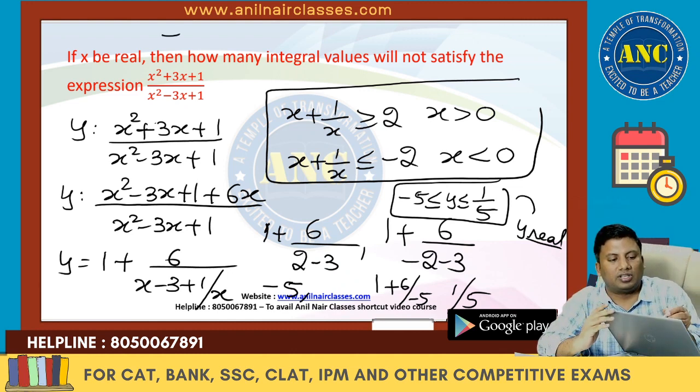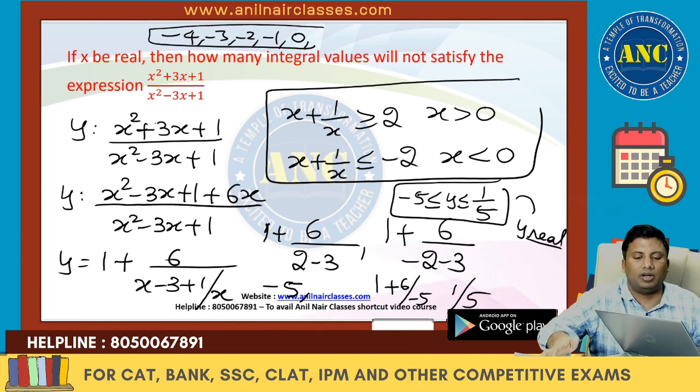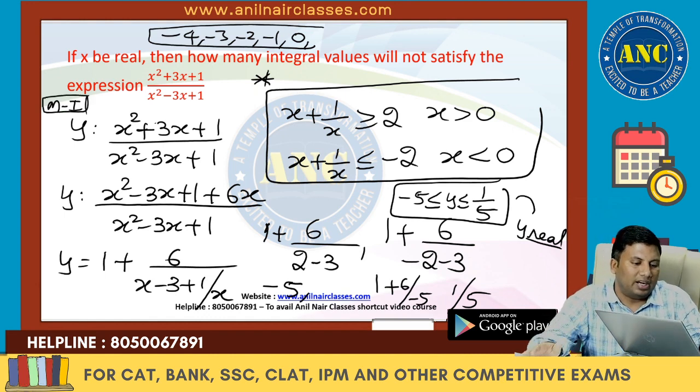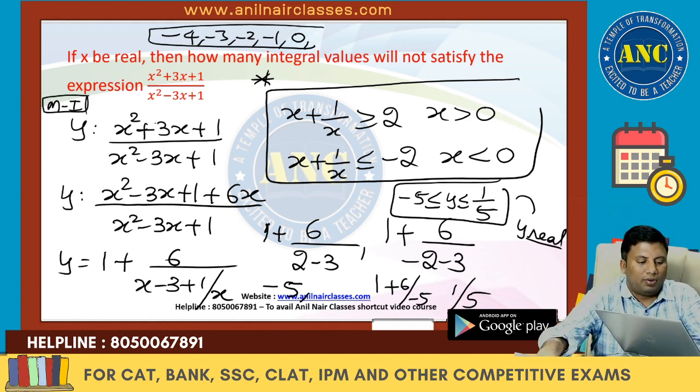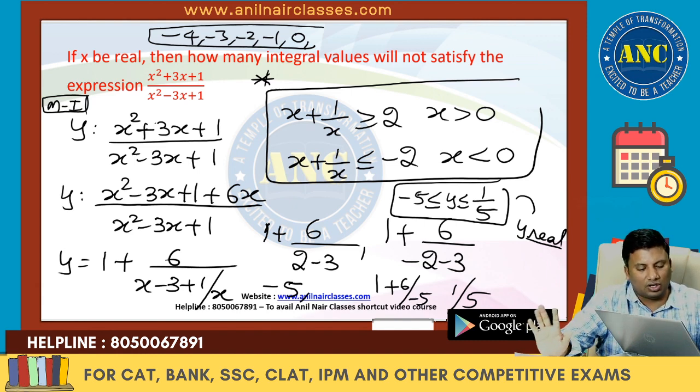How many values are possible? Minus 4, minus 3, minus 2, minus 1, 0. These are all the values that will be possible. I hope it is clear. This is method number 1. If you are comfortable with a variable and its reciprocal, the minimum value is 2 if the variable is greater than 0, and the maximum value is minus 2 if it is less than 0. I hope the idea is clear.